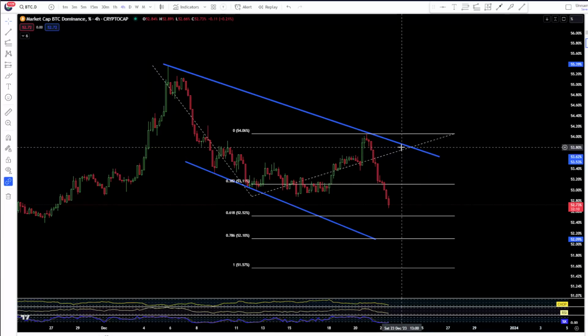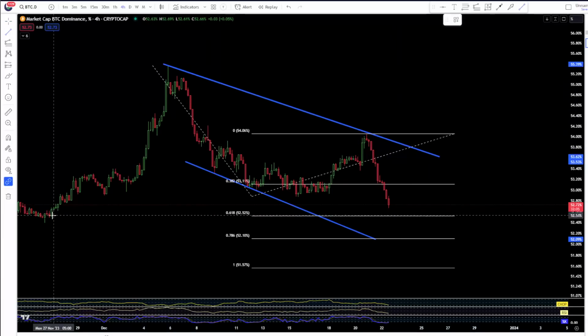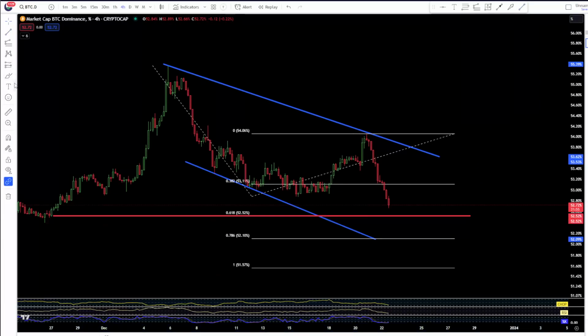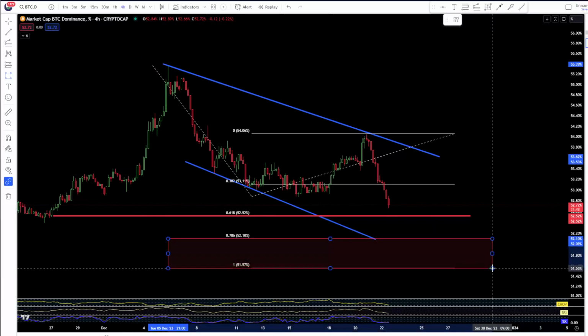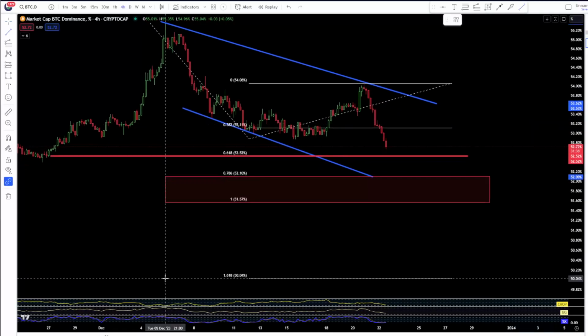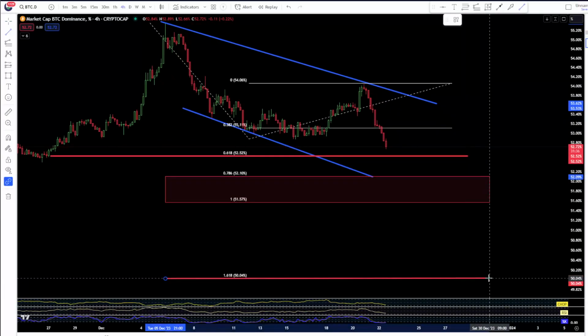And here, first of all, we have visible support at the price of 52.52%. Then at the lower border of the channel there is a visible support zone from 52.10% to 51.57%. And then we see support around 50%.